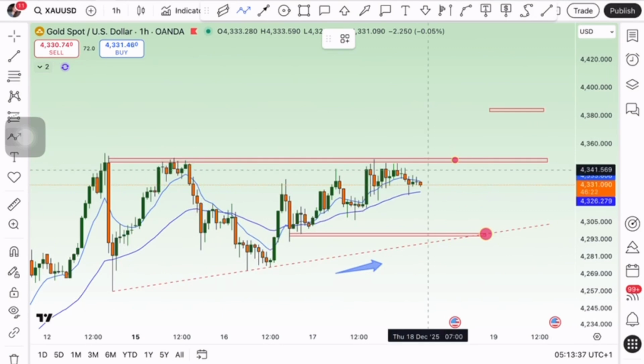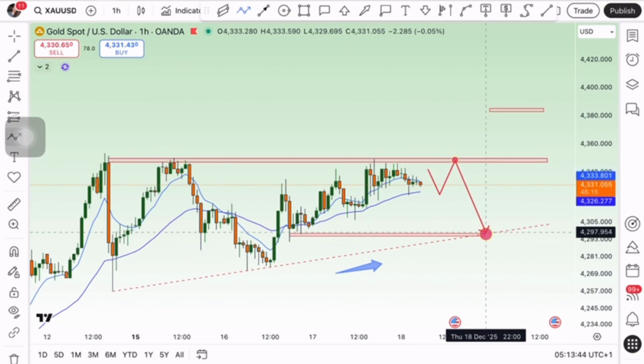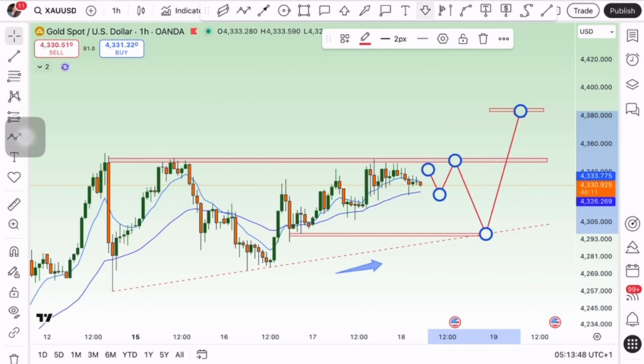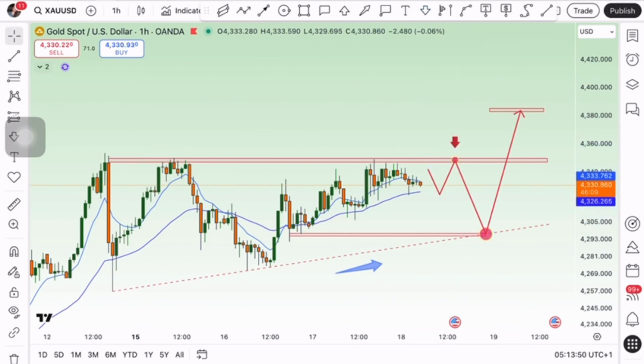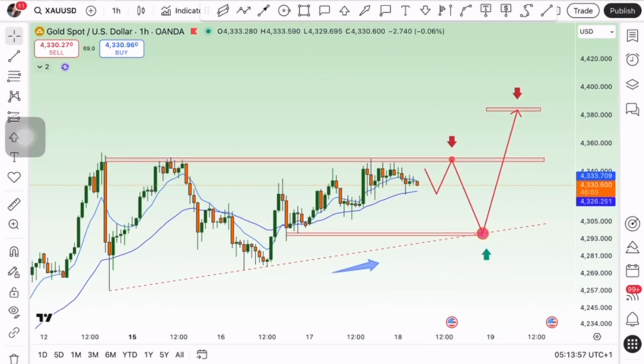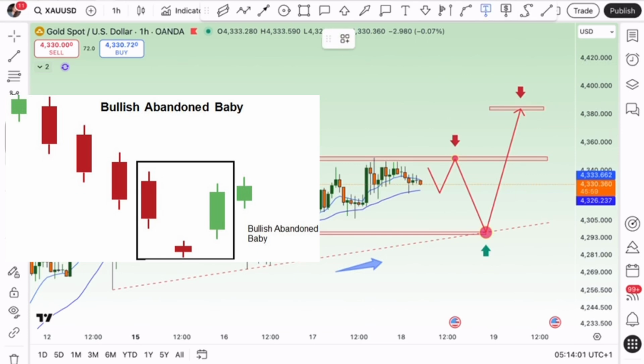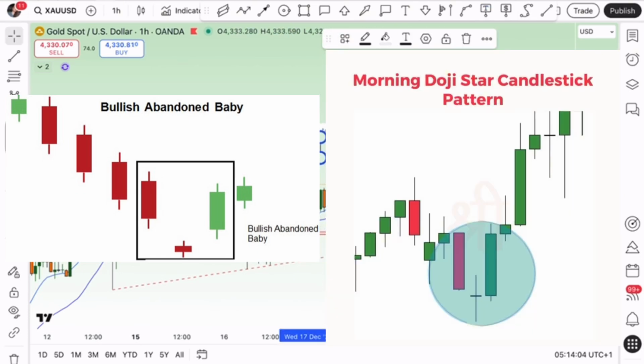If you have been trading long enough, you already know this painful truth. Most traders don't lose because they don't know patterns. They lose because they don't understand context. Today, I want to talk about two bullish reversal patterns that look similar on the surface, but are completely different in mindset, execution, and edge. The bullish abandoned baby and the morning star. And trust me, if you confuse these two, the market will punish you without mercy.